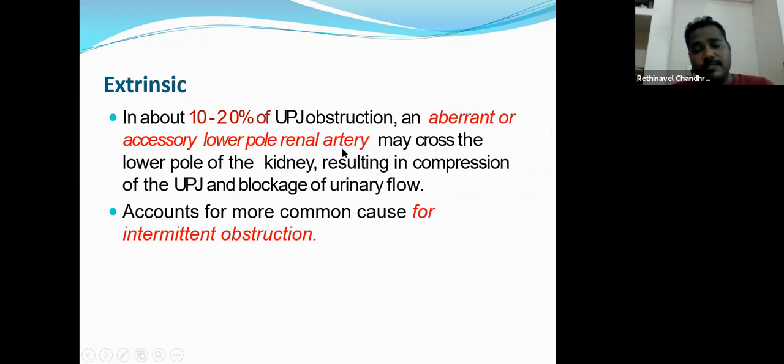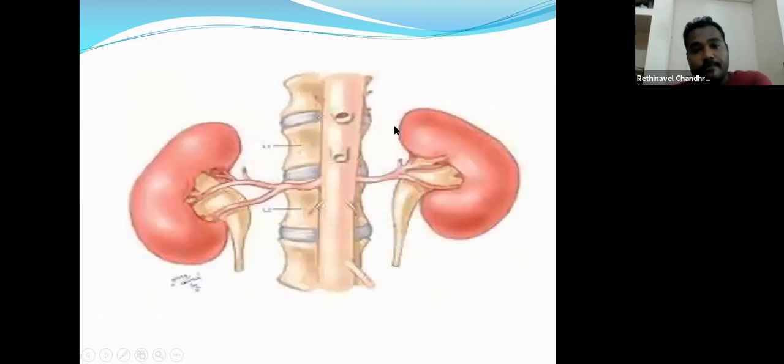As we already know, the configuration in the pelvis is first vein, next artery, and last pelvis, which is usually posterior. So in any case, whenever there is an aberrant lower pole renal artery, it will compress the UPJ level, so it will cause an obstruction. This aberrant lower pole accessory renal artery may cause up to 20% of UPJO obstruction.